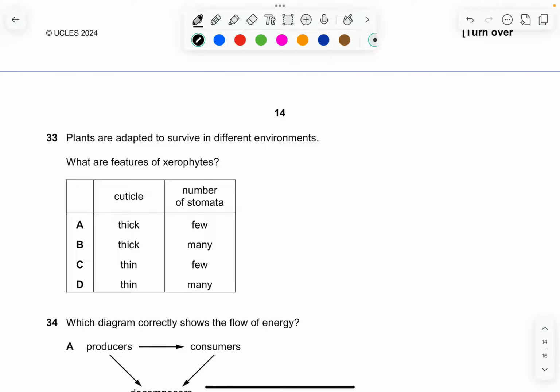Question 33. Plants are adapted to survive in different environments. So what are the features of the xerophyte? So xerophytes, one of the examples, what comes to your mind is always the cactus. They have a very thick cuticle because they do not want to lose water, and the number of stomata is fewer. So the answer is A.